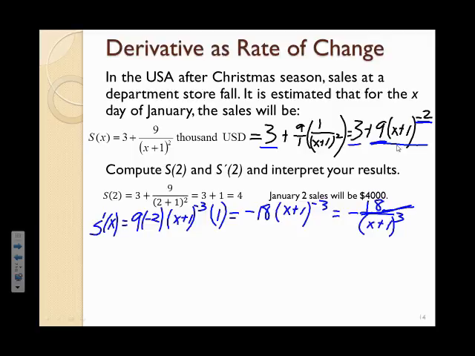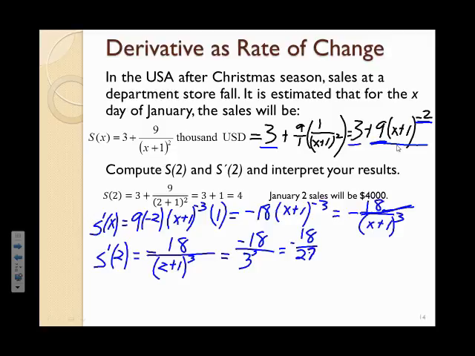Now that we have the derivative, we can use it with a number, then S prime of 2 is going to be minus 18 over 2 plus 1 to the third. So that's going to be minus 18 over 2 plus 1 is 3 to the third power. So that's going to be minus 18 over 27, which I'm going to convert to a decimal. Of course, it's minus 2/3, but that's minus 0.66. Of course, it's all sixes, but we'll round it up to say it's 0.667. I left it to 3 decimal places because we're working in thousands of US dollars with this.